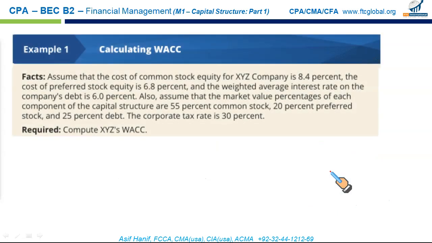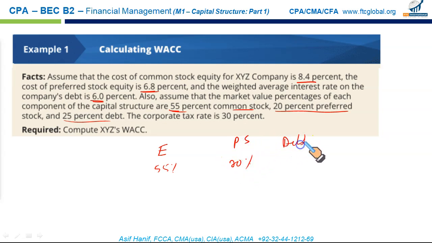Moving on, a question here. Assume that the cost of common stock equity for XYZ company is 8.4%. The cost of preferred stock is 6.8%. The weighted average interest rate on the company's debt is 6%. Also assume that the market value percentages of each component of the capital are 55% for common stock, 20% for preferred stock, and 25% for debt. So let's write this down. Equity is 55%. Then we have preferred stock, that is 20%, and debt is 25%. Let us write down their component costs as well.